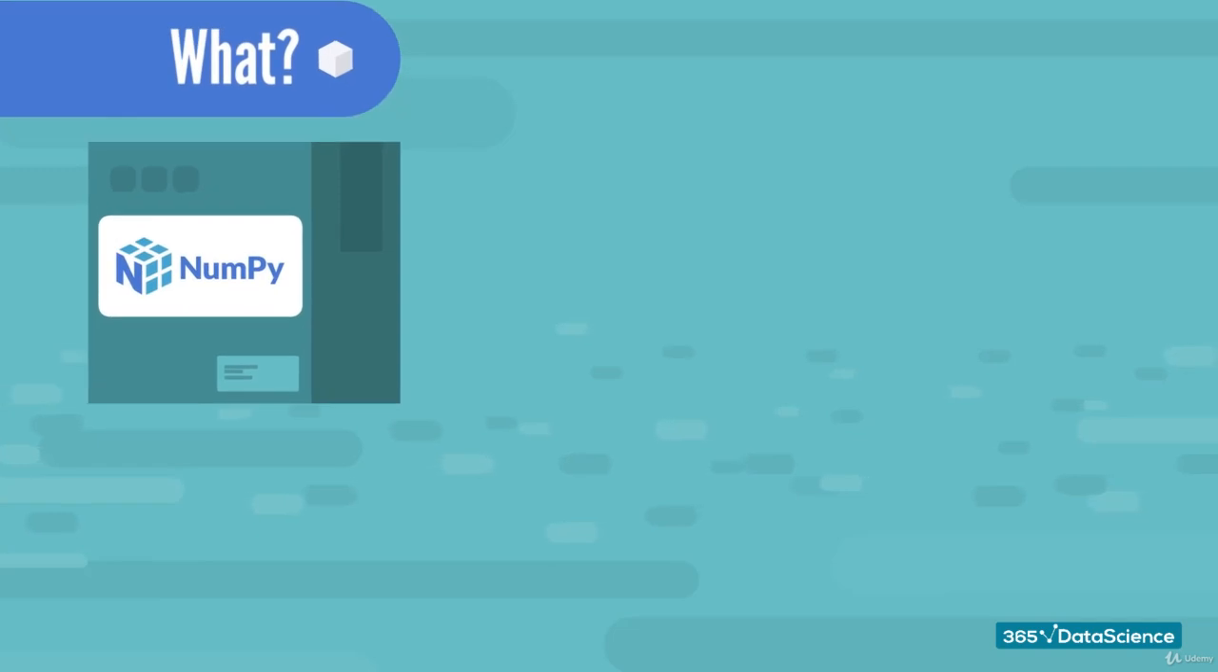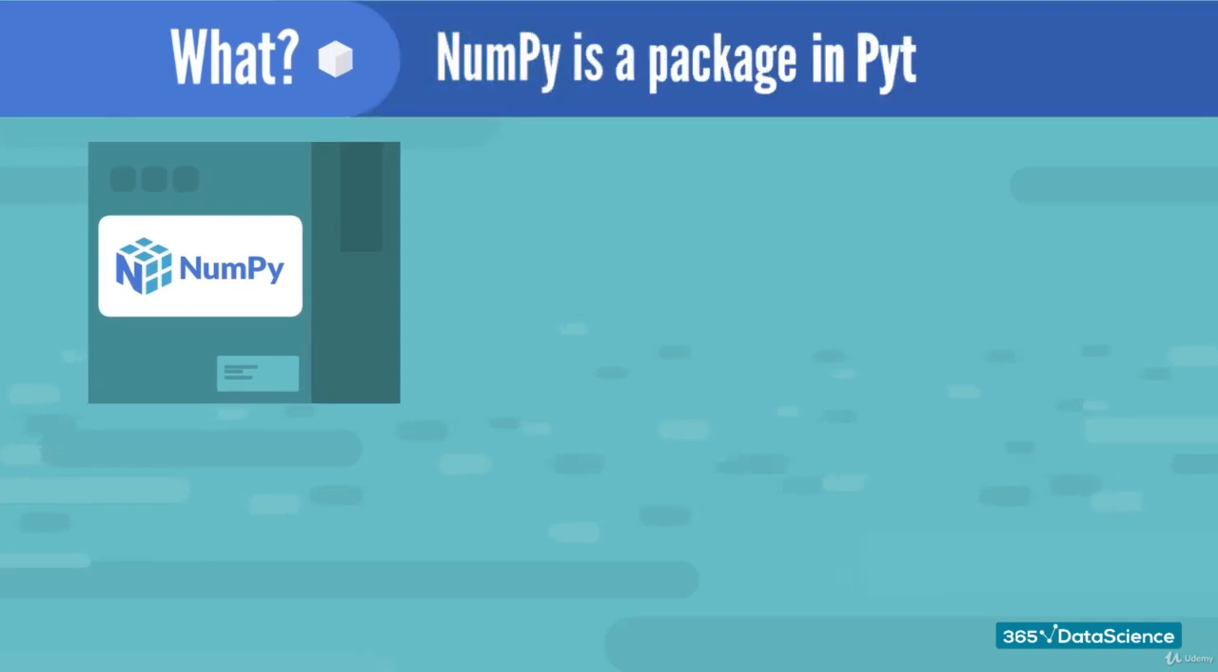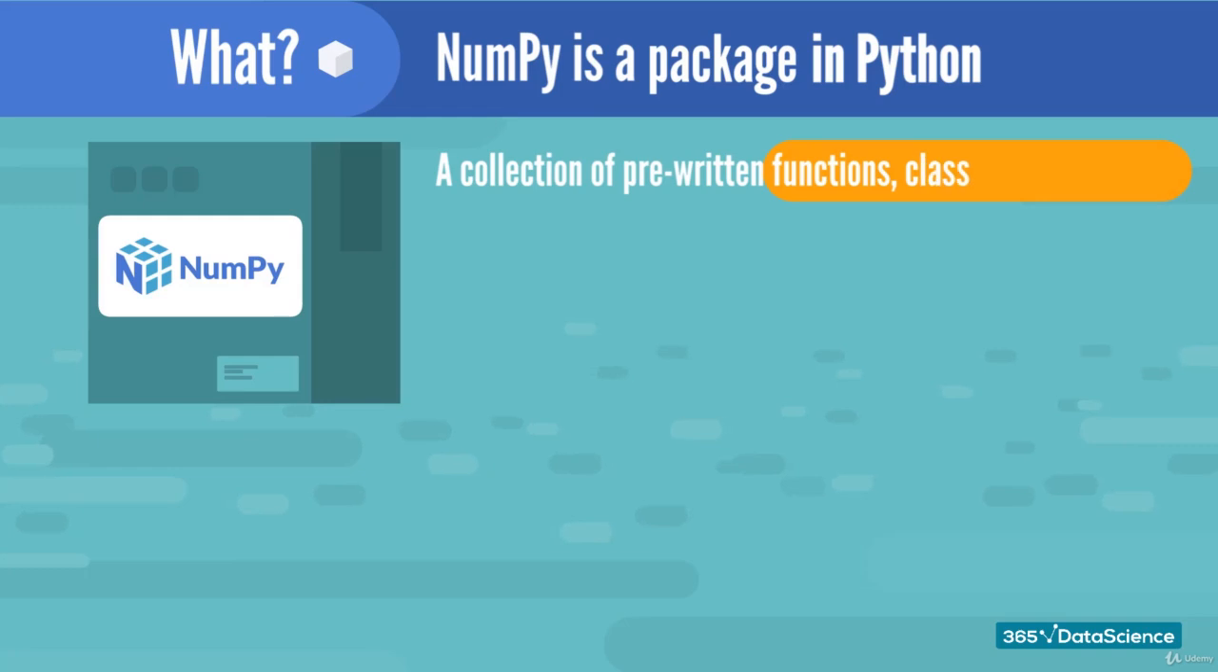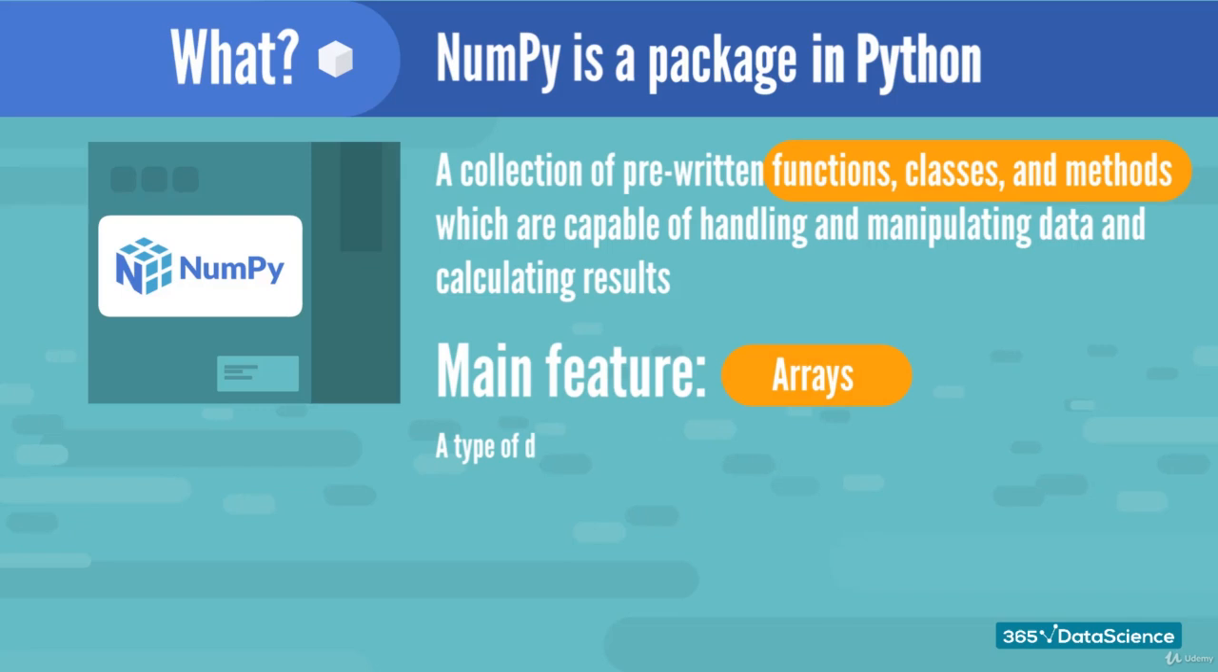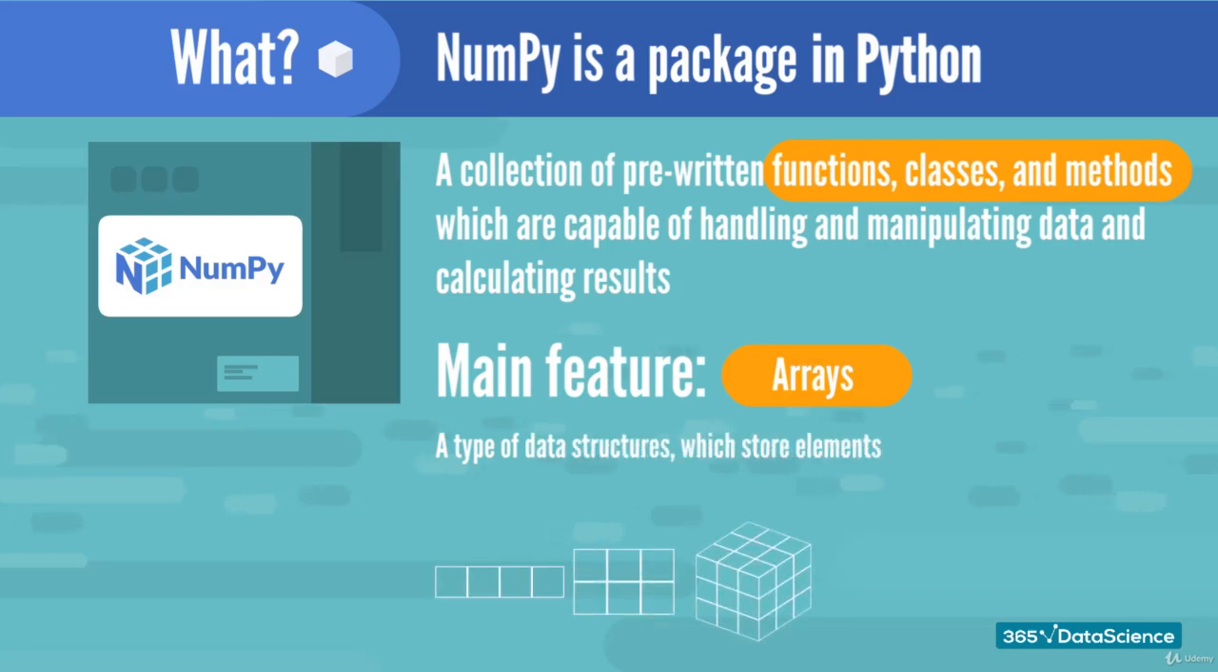Starting from the what part, NumPy is a package in Python. Other suitable words are library and module, but we'll stick with package for the sake of consistency. This package is a collection of pre-written functions, classes, and methods which are capable of handling and manipulating data and calculating results. The main feature of NumPy is its easy to use and manipulate arrays. These arrays are a type of data structures which store elements and refer to their values via integer indices. We'll be exploring them in depth in just a few minutes, so don't go anywhere.